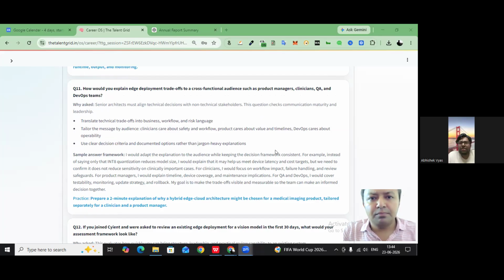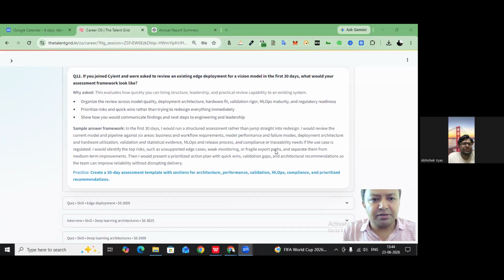Okay. Okay. Let's take the last question, and you have 2 minutes to answer this. If you joined Cyient and were asked to review an existing edge deployment for a vision model in the first 30 days, what would your assessment framework look like? Okay. Can I just take a couple of seconds to structure my thoughts? Yeah, yeah.